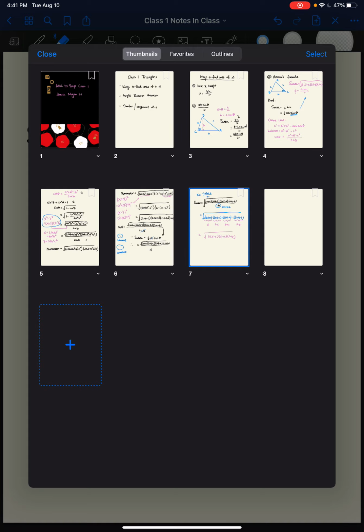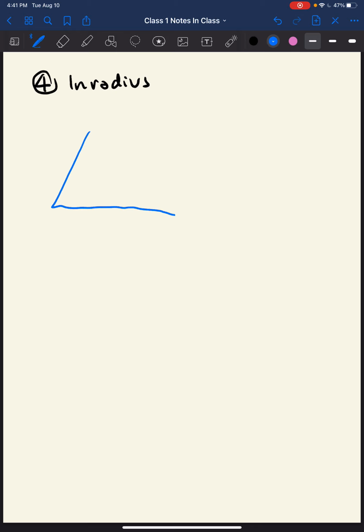So the next way I'm going to talk about, which is the fourth way, is using the inradius. This method includes using a circle.